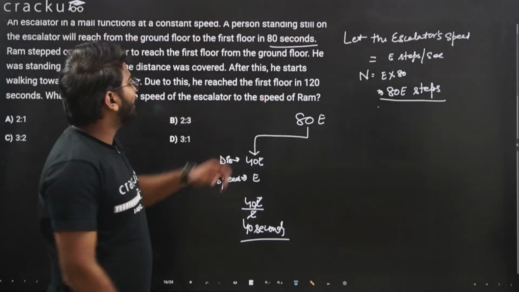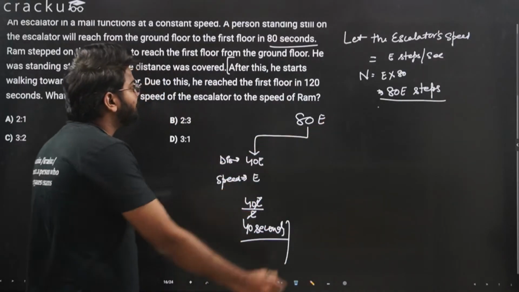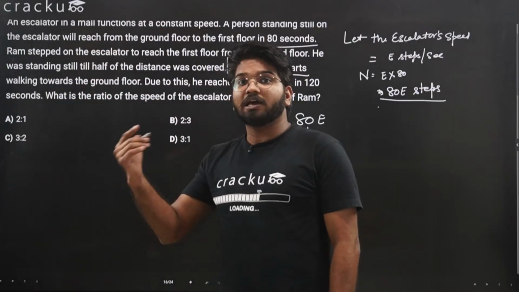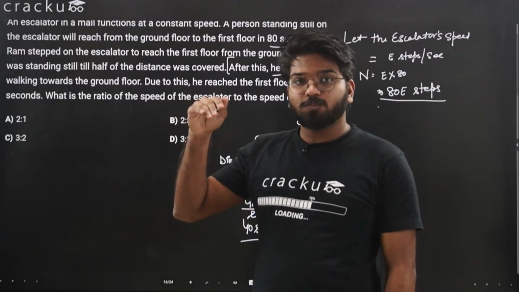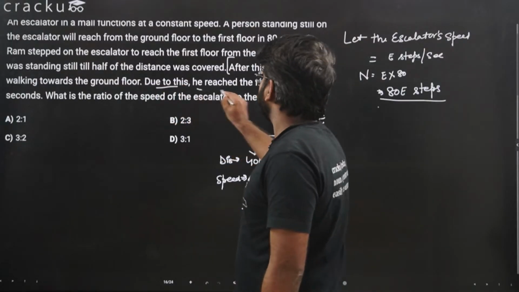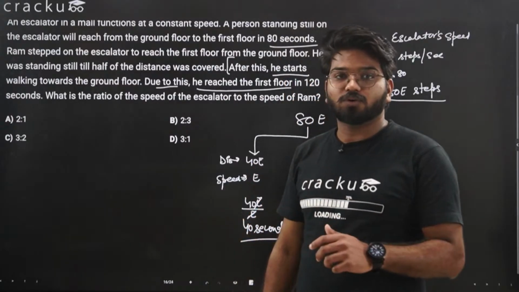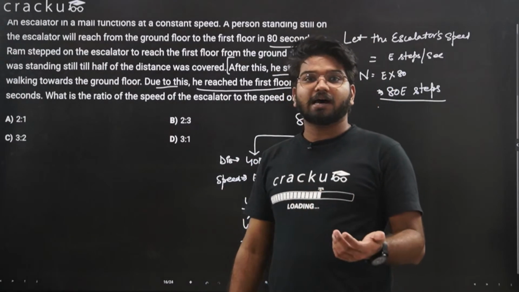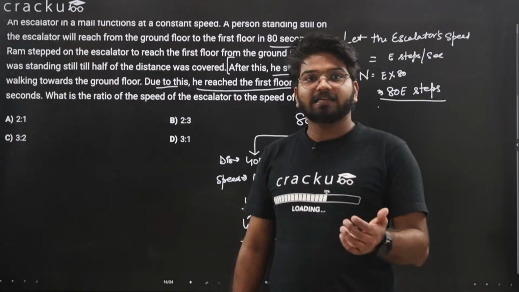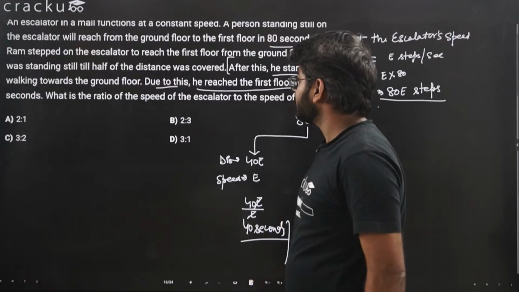Okay. Now after 40 seconds, or basically after covering half of the distance, he starts walking towards the ground floor. The escalator was moving up, but now Ram is trying to move towards the downside. Still he could not reach the ground floor and he reached the first floor. It means that the speed of Ram was lesser than the speed of the escalator. Even though he was moving down, he reached the top because the escalator speed was higher.